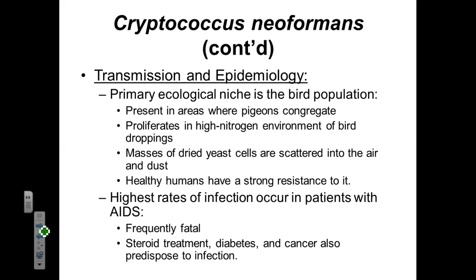And healthy humans are going to have a very strong resistance to this fungal infection. The highest rate of infection typically is going to occur in patients that have HIV/AIDS. It is frequently fatal and can be treated with steroids. If a diabetic or a cancer patient is also immunocompromised, that can further predispose the patient to infection.